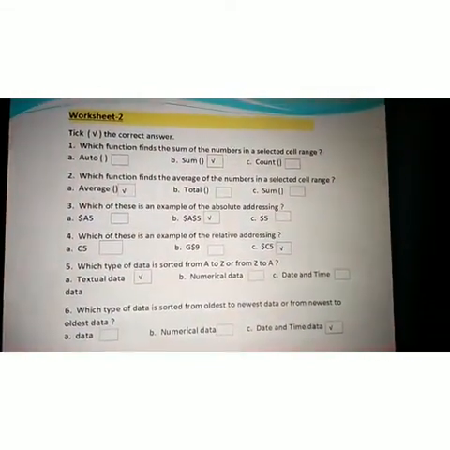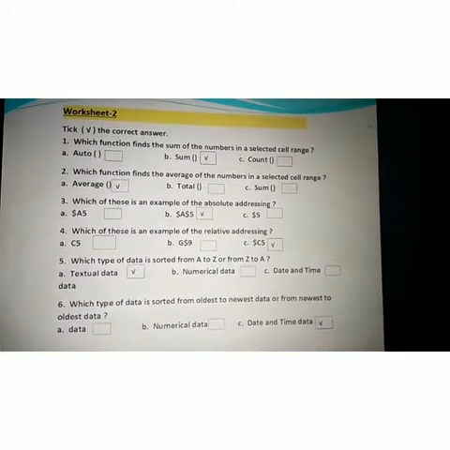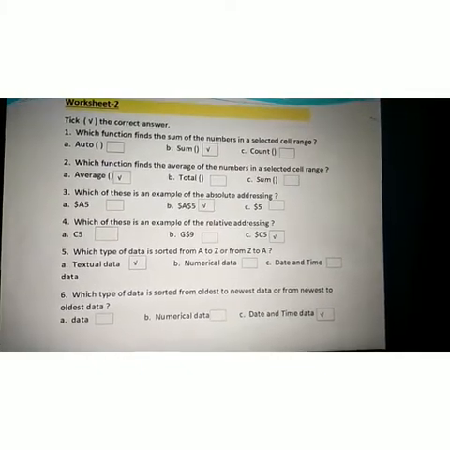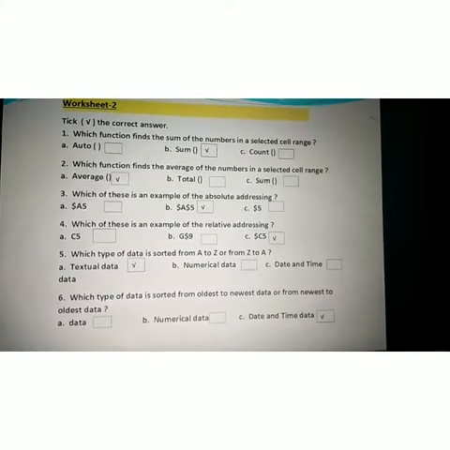Now come to worksheet number 2 and tally properly. Choose the correct answer. First question: which function finds the sum of the numbers in a selected cell range? Options are given: first auto, second sum and third count. It is the sum function. B is correct. Tick mark the B option.